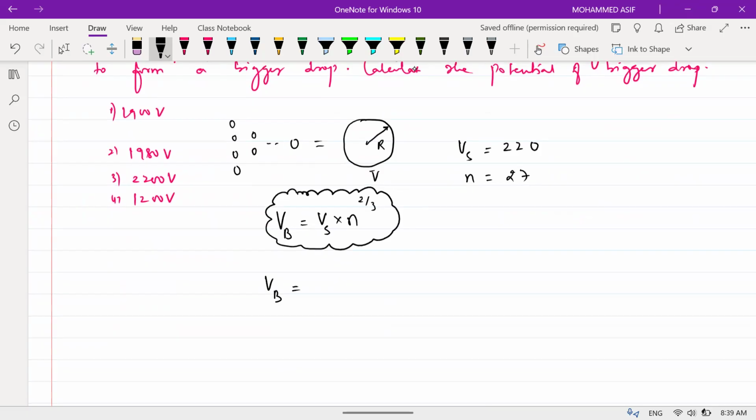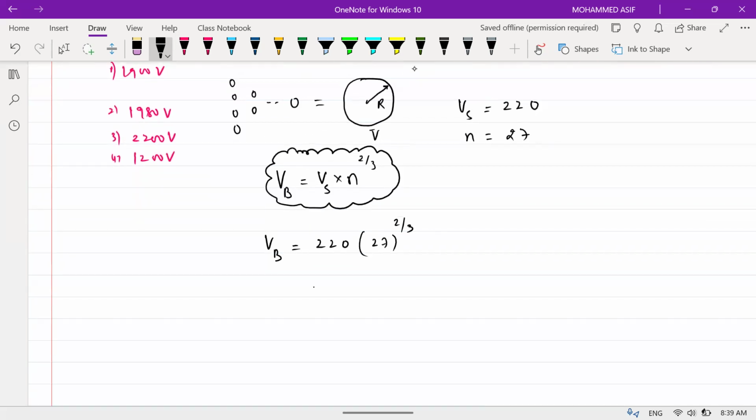Potential of the bigger droplet is equal to 220 into 27 to the power of 2 by 3. 27 is 3 cube, to the power of 2 by 3. So this 3 will get cancelled. So this will be equal to 220 into 3 square, which is how much? 9. So it is 220 into 9. 220 into 9 is, see how much I'm getting? 1980. 1980. Got it?